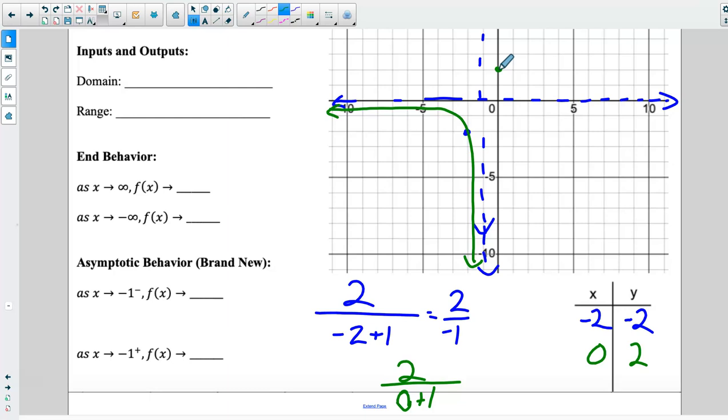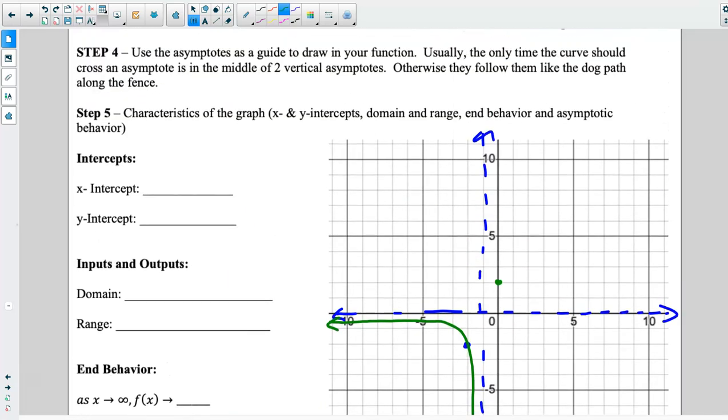So guess what, folks? You open the door, and that dog goes running. So it starts up here by one asymptote and goes along that fence.